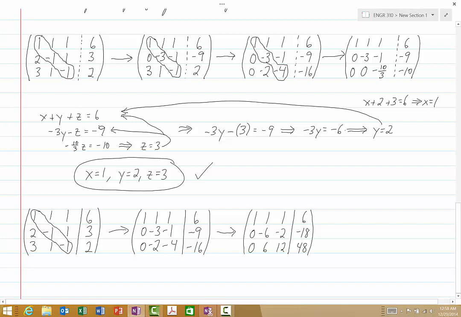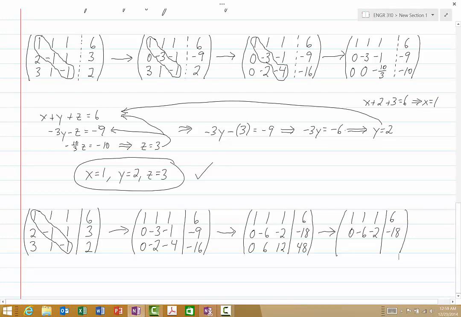And you can see why I chose those numbers. I chose to multiply the second row by 2 and the third row by negative 3, so that now I would have negative 6 and 6 in this position, and it makes it very simple for me to go ahead and do the next step. So I'll get 1, 1, 1, 6. And now for this next step, well, let's just go ahead. So we'll have 0, negative 6, negative 2, negative 18.